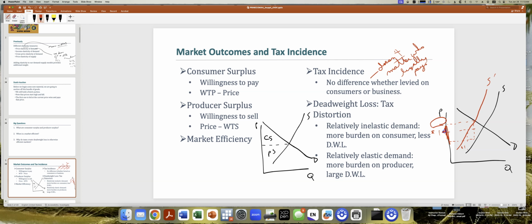Now, for me as an economist, the big thing is not whether producers or consumers pay more of the tax. I don't really care. What I care about as an economist is the size of that deadweight loss, which is right here.